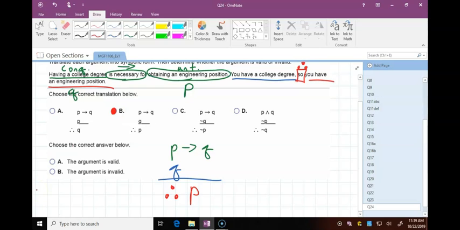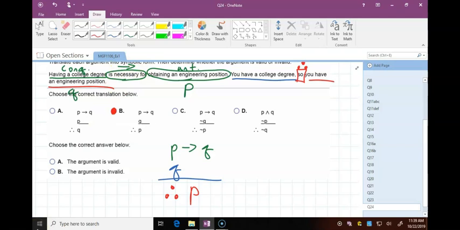Okay? So be careful of this word is necessary for. It means everything is written backwards. So this is really the antecedent. This is really your consequent. If it says is sufficient for, that's the one that's written in the correct format, where the antecedent is first and the consequent is second. But because of this guy right here, everything is backwards.